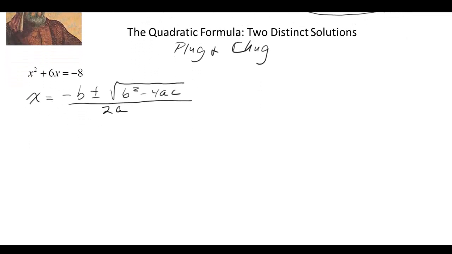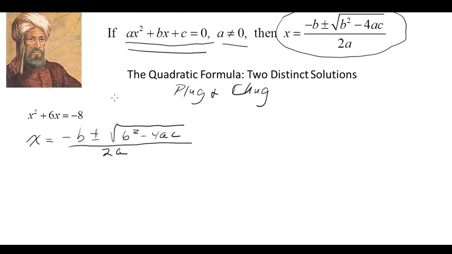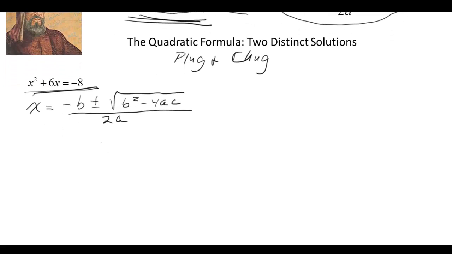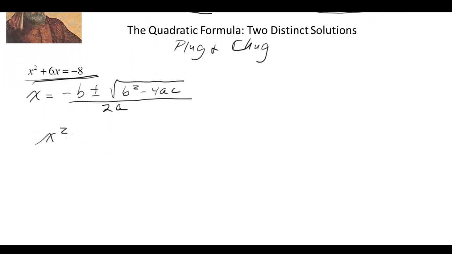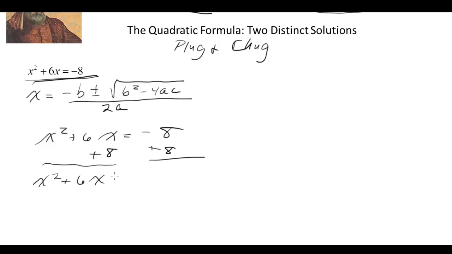So we need to know what a, b, and c are. Well, unfortunately, let's check out our theorem. The theorem says it's got to look like this. This does not look like this. So we have to make this look like this. I've got x squared plus 6x equals minus 8. I want the right-hand side to be 0, so I'm going to add 8 to the right-hand side. This forces me to add 8 to the left-hand side to keep the equation in balance. So now we have x squared plus 6x plus 8 equals 0.